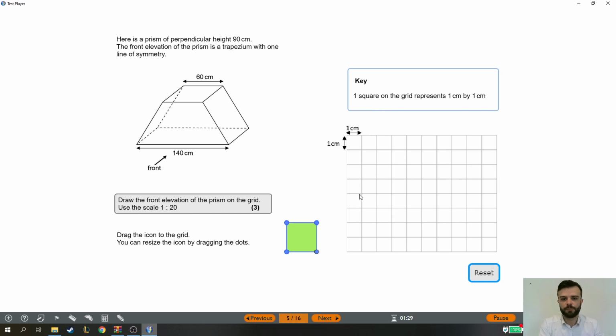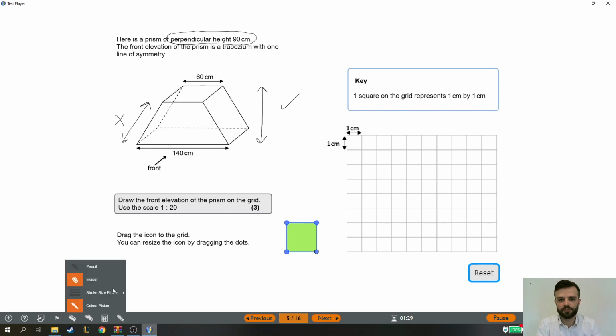Here is a prism of perpendicular height, 90 centimeters. That's really important. Perpendicular height, so this thing it's saying here, it's telling you how tall the prism is. The perpendicular part just means it's this height and not like the diagonal height. So it's this and not that. Anyway, so its height is 90 centimeters.